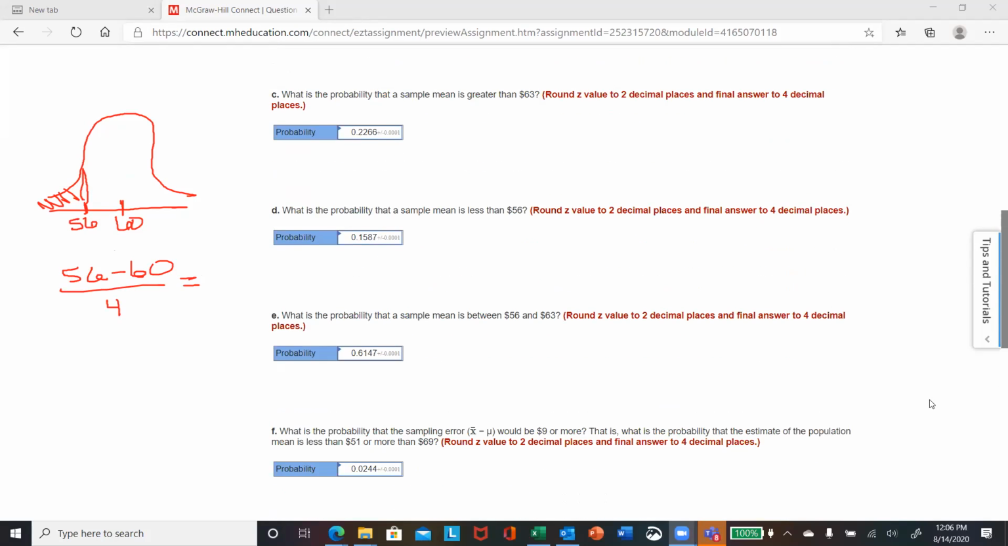So if our z-value is -1, then you would go to your table and look up the z-value of 1. Remember, your table would give you the area between 60 and 56, and that would be 0.3413. So if you just take 0.5 minus 0.3413, that would give you your area, which should be to the left. That's 0.1587.